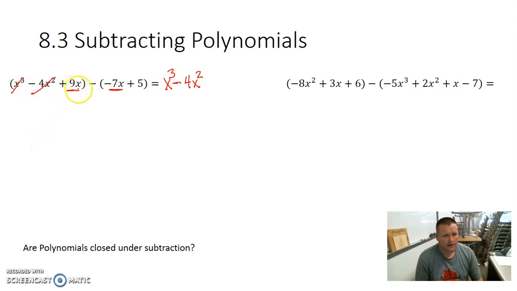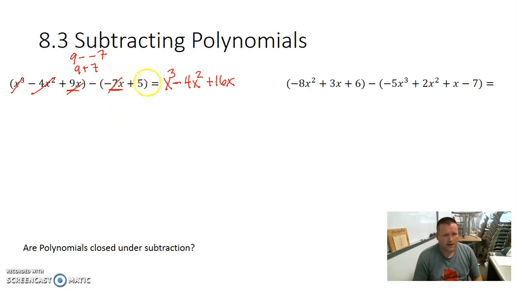All right, then I get to my two like terms here. I've got 9x and negative 7x. So all I do is take my coefficients like I do with addition, except I'm going to subtract. So it's going to be 9 minus a negative 7. And whenever you have minus a negative, that becomes adding. So this will be 9 plus 7 here, and so that becomes 16. So plus 16x. And that takes care of those two like terms in this case.